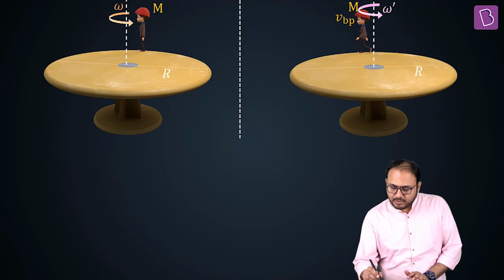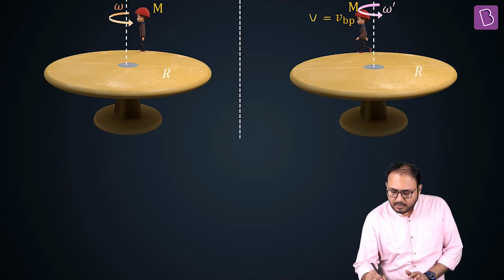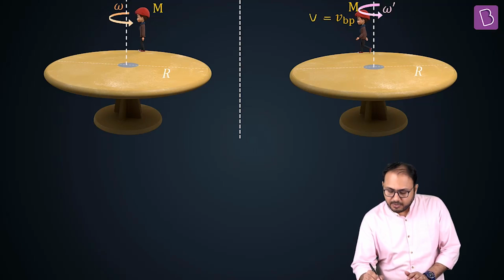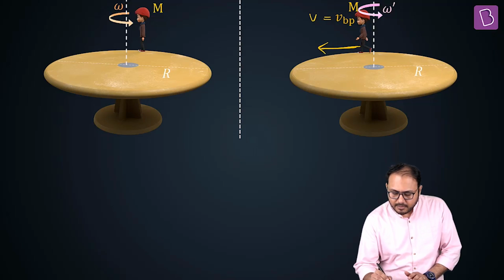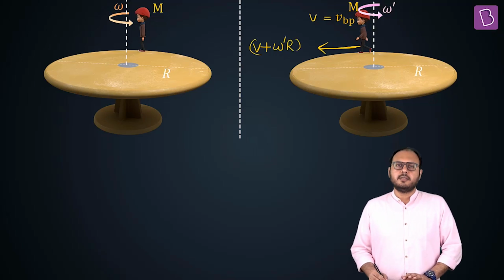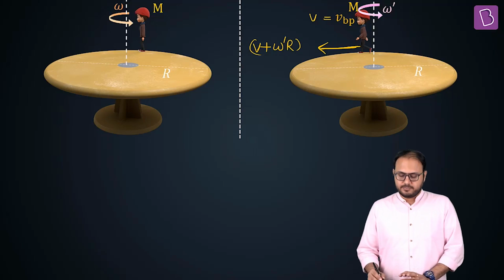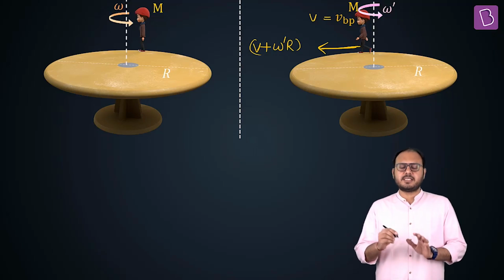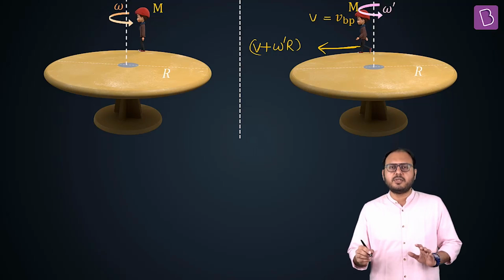And what is the velocity of the boy in the ground frame? Now, v_BP is equal to v. This I know, this is the given data. But the velocity which I will use for the boy in the ground frame will be v plus omega dash R. Are you ready? Is the angular momentum of the boy plus the platform conserved about the hinge?